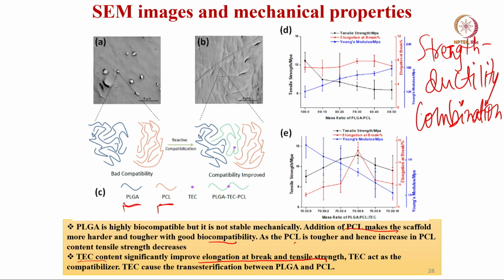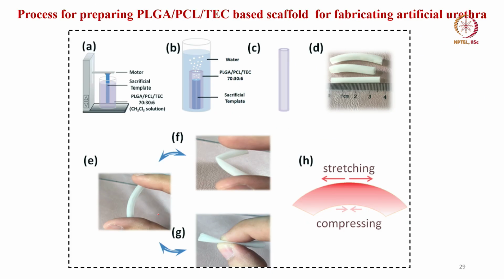Okay. So this is the mass ratio of PLGA to PCL, like you can go from 100 to 10 to 50 to 50, that kind of ratio. And this is the bad compatibility. If it is good compatibility, like reactive compatibilization, that means both the polymers are compatibilized using a linker, that is the TEC that they have used. And how this is processed: you have a sacrificial template, and they have made a particular solution with a particular ratio of PLGA, PCL and TEC. You have water, you have PLGA, PCL and TEC, and you have a sacrificial template.